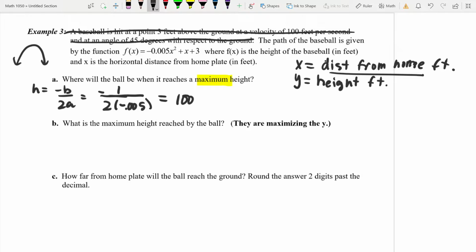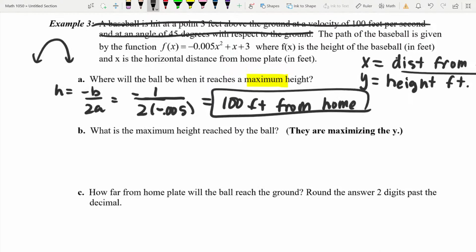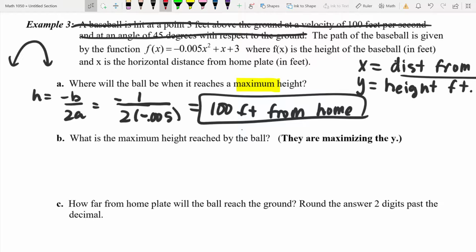Where will the ball be? It is 100 feet from home. Okay, here's what they're asking us. Look right here. They hit the ball. It goes up like this. And here's my maximum right here. Okay. They want to know what's that value right there. What's the x coordinate when it peaks up?